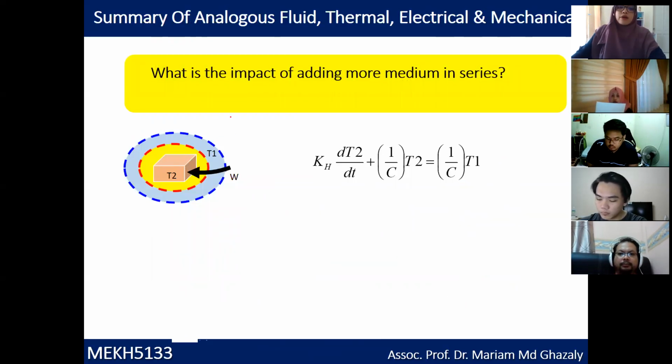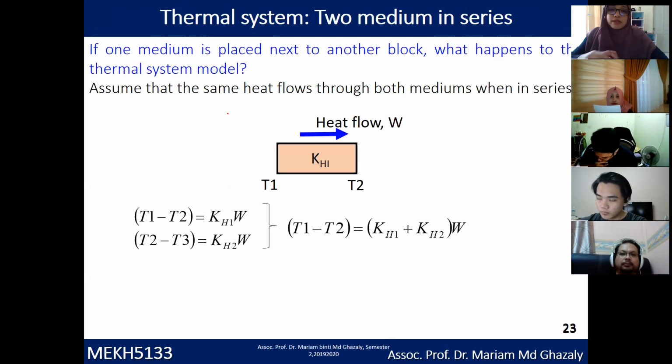So let's see what the impact is of adding more media in series. Just now you only had one medium. What is the impact if you have two media in series? One medium is placed next to another block, so you have one block here, T1, T2, and the heat flow is going to the left side. So what happens to the modeling of the system?